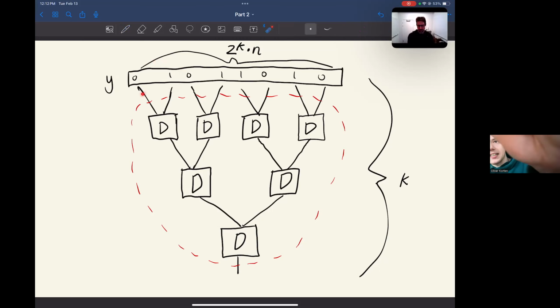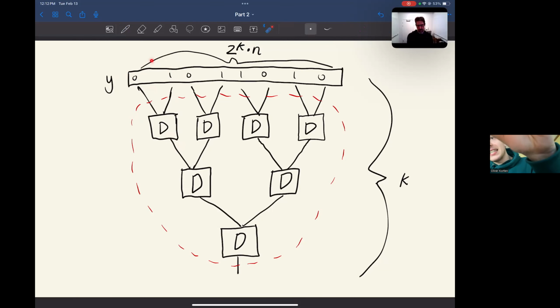I'm just going to go through this entire tree. I first look at these bits here, and I use an NP oracle. Before I was using this compressor C, but now I'm just going to have an NP oracle. Use the NP oracle to find if there exists some string which maps to these. If the answer is no, then I just found something in the range of D. I solved range avoidance for D and I'm done.